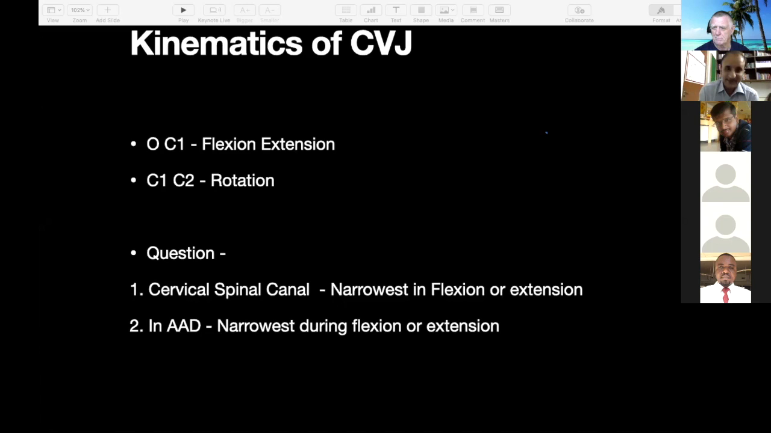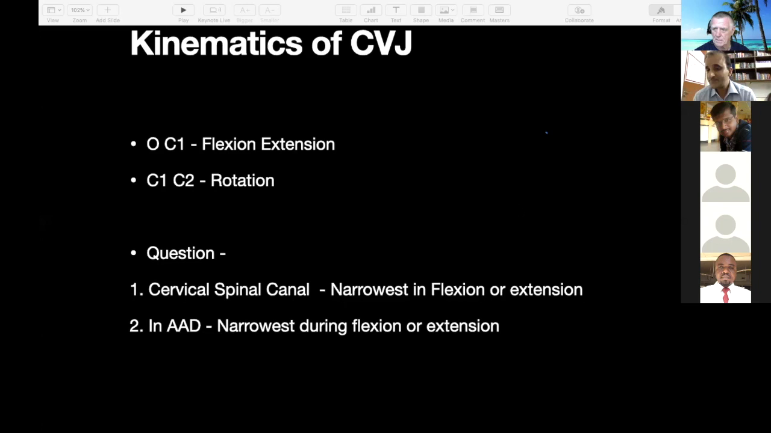Now, in atlantoaxial dislocation, the cervical canal is narrowest during flexion or extension. Mallappa? Flexion, sir. Ninad? Flexion, sir. So it's narrowest during flexion. And Ninad, what about the cervical spinal canal? Is it narrowest during flexion or extension? Ninad? No, I am not sure, sir.